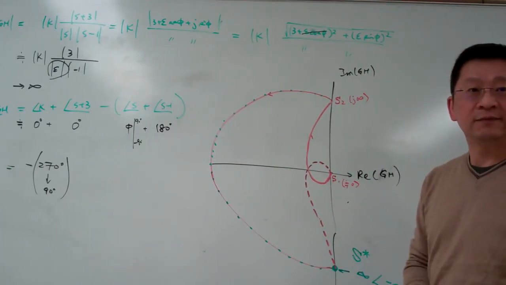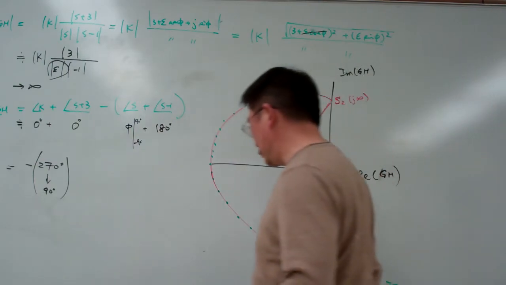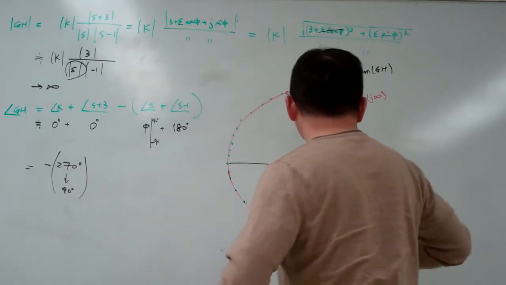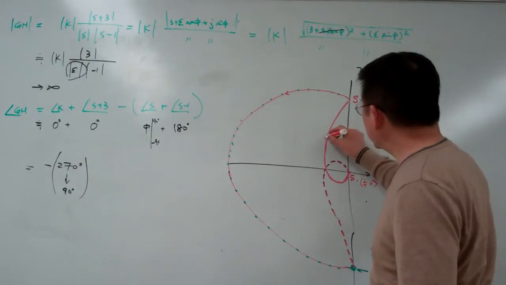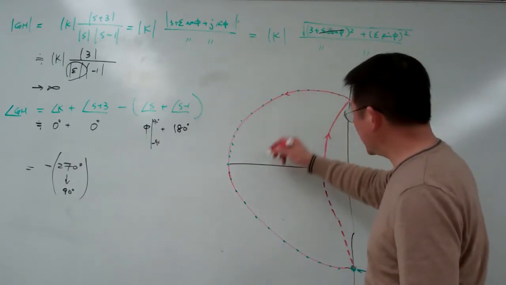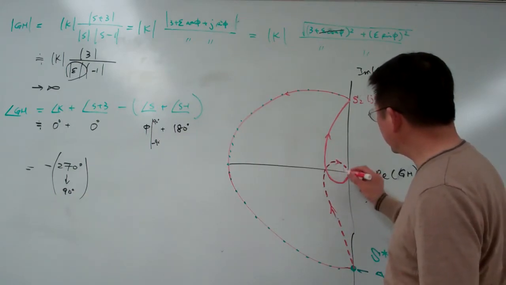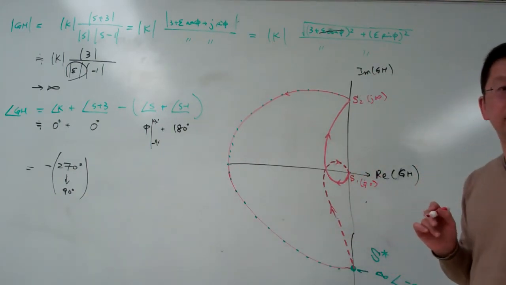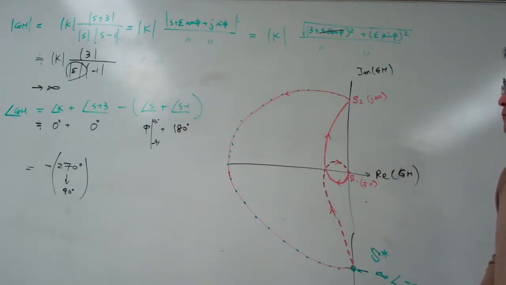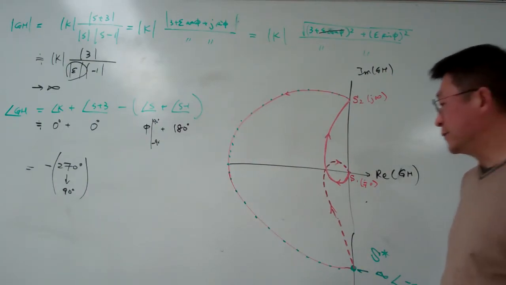Yes? What's the direction of the dash? Yes, let's do it. That's a good question. So from S1 to S2, so here is 1, so here. Then to complete, it should go to here, like this. Good? Okay.